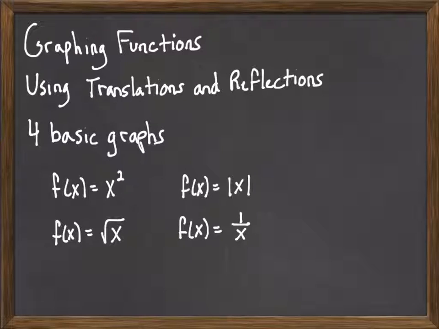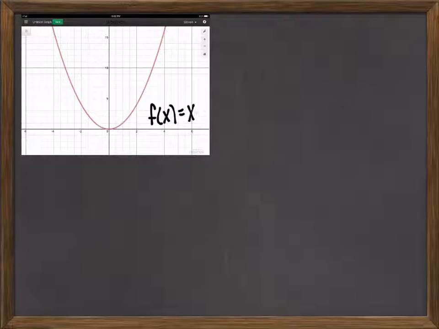Now we could do this by plotting points, evaluating the function at a lot of values. Unlike straight lines, these graphs do actually change direction. So we're just going to look at the graphs and be using those basic graphs as a means to do it. First is the x squared function.